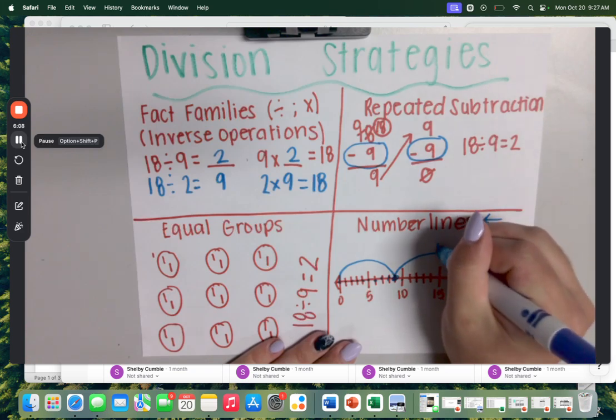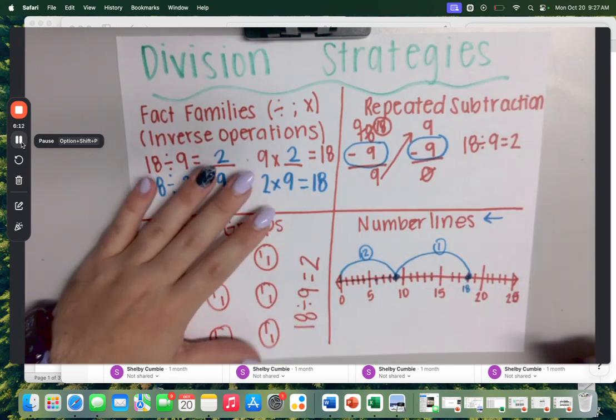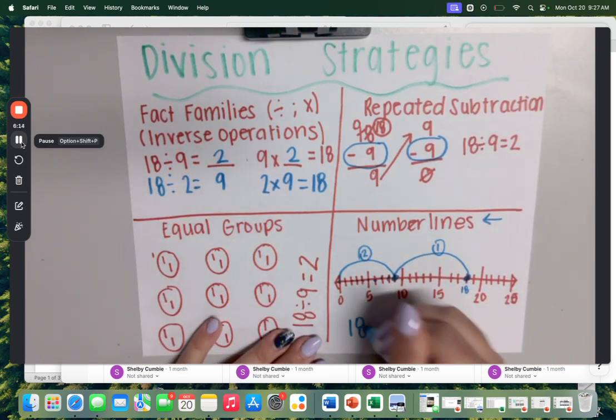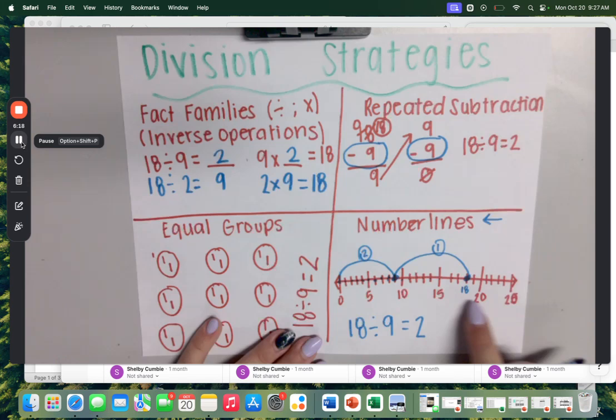So this is 1 jump, 2 jumps, and I now know based on my number line that 18 divided by 9 equals 2. 18 is where I started, 9 is how large my jumps were, and 2 is the number of jumps that it took for me to get here.